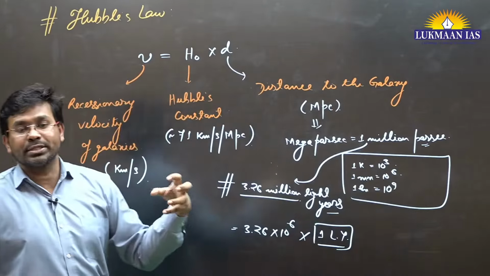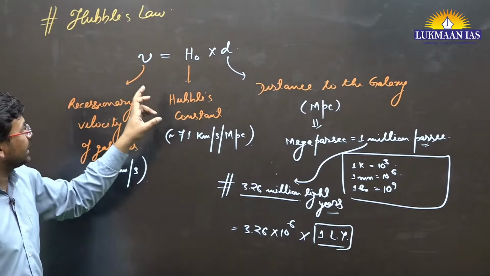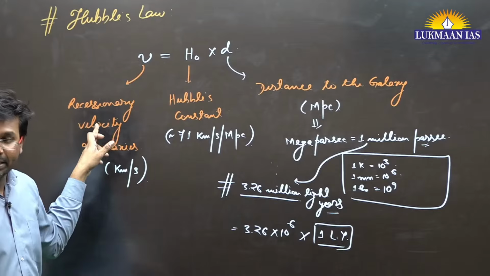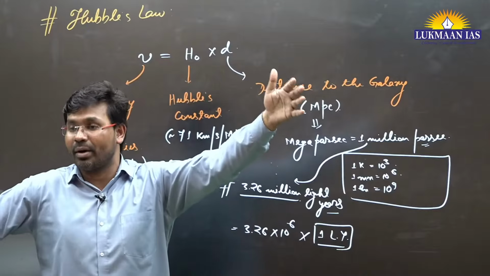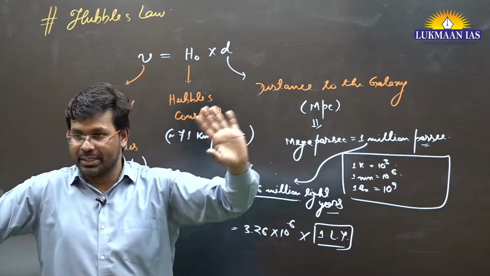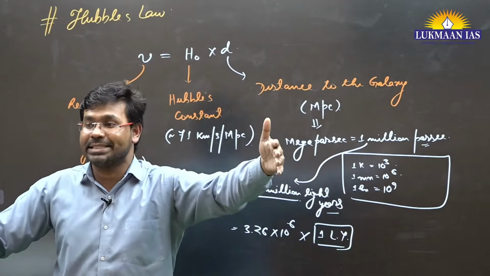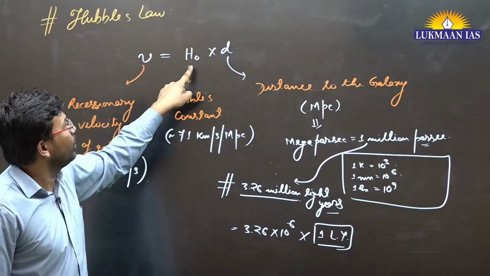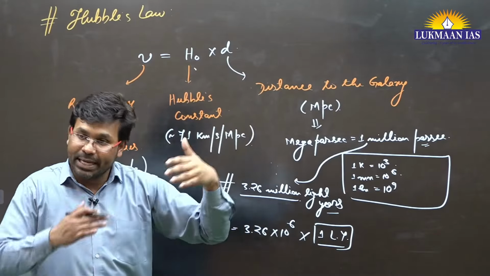This talks about singularity. So that's why it is important for us to understand this thing. So what is V? Recessionary velocity. Recessionary means the speed at which the galaxies are moving away from us. It is receding from us. So the velocity at which it is receding, going away from us, this is equal to Hubble's constant into d. D is the distance of the galaxy from us.